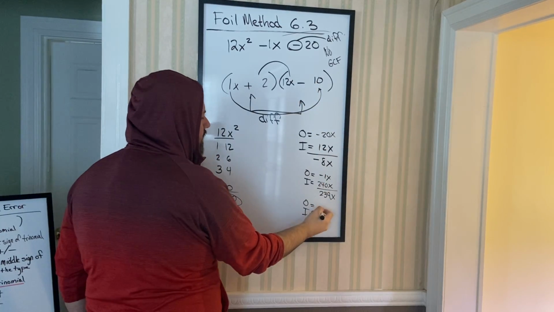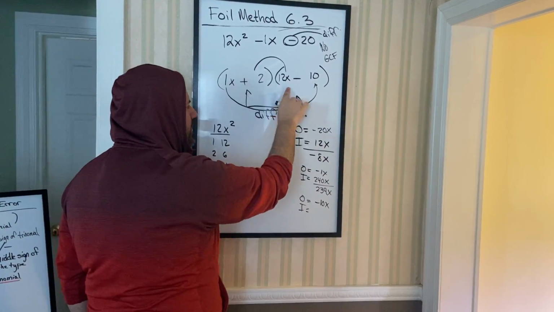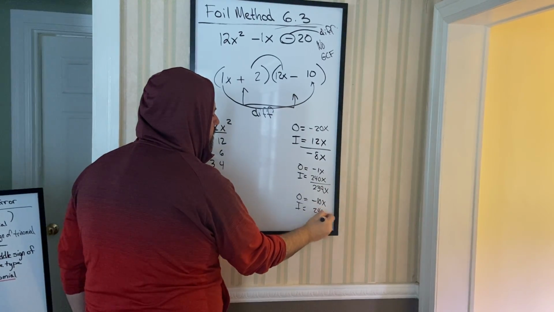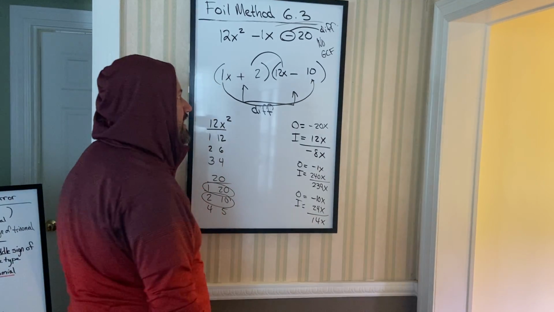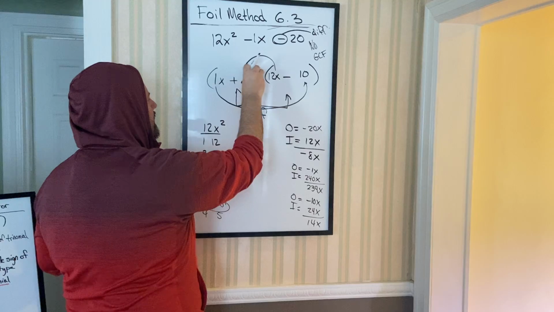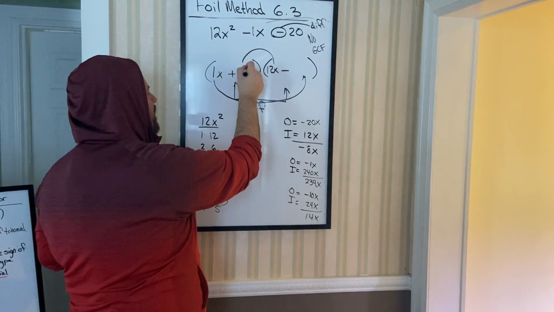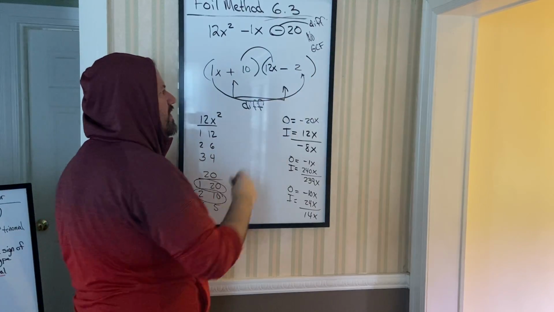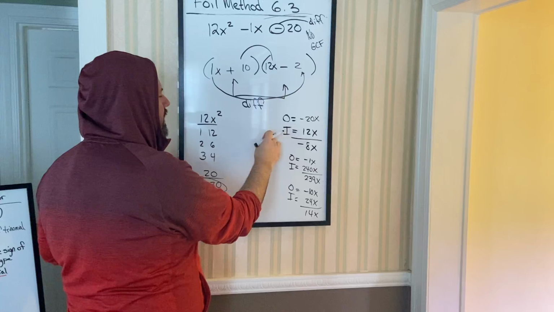Negative 10x. Positive 24x. That's going to give us a positive 14x. Yeah, it's not a negative. Okay. Remember, just because 2 and 10 doesn't work, flip it. Try 10 and 2. Alright. Again, do another O and I.